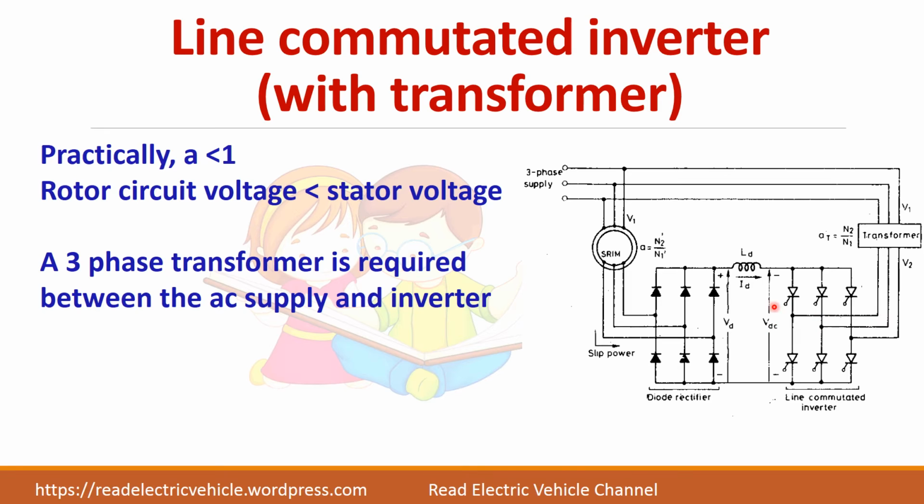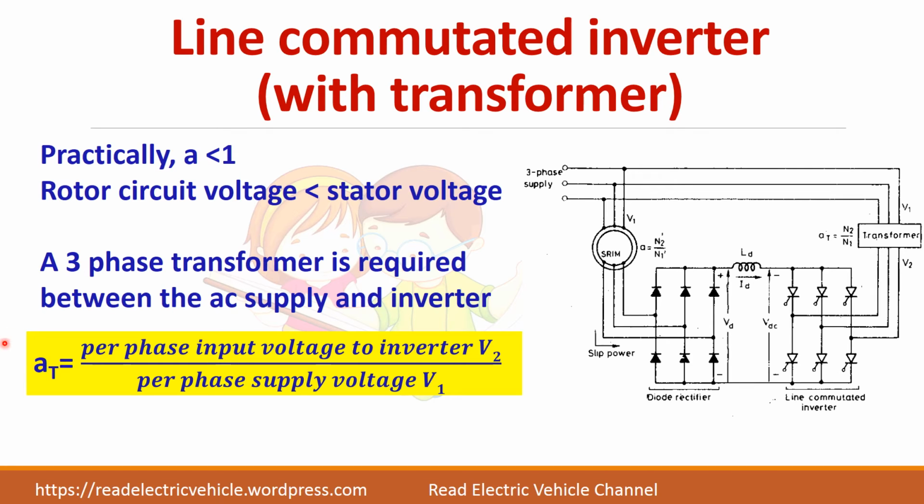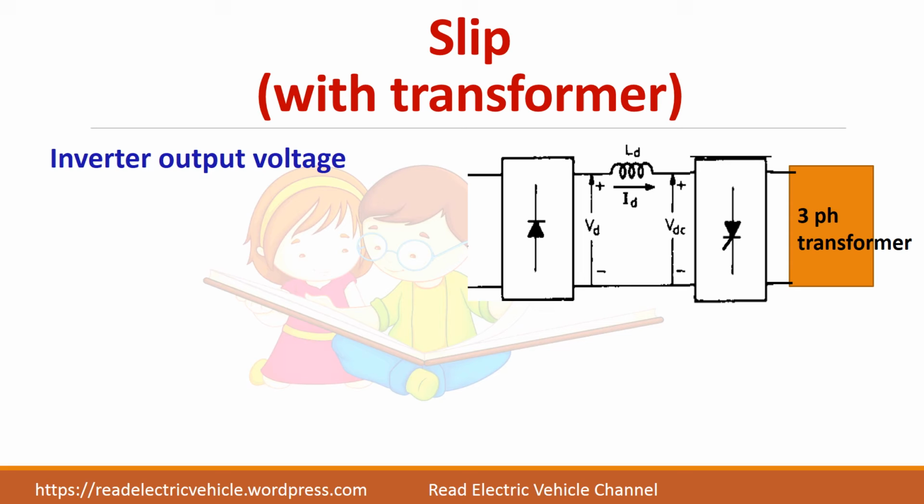So here you get only the stator voltage. This stator voltage cannot be directly connected to the supply. You have to match this voltage and this voltage. For that you need a transformer here. So we are including this transformer and doing the calculations again. AT is the turns ratio of this transformer, that is, the per phase input voltage to the inverter V2 divided by the per phase supply voltage V1. So here V2, V1 is specified. So now we have included this three-phase transformer.